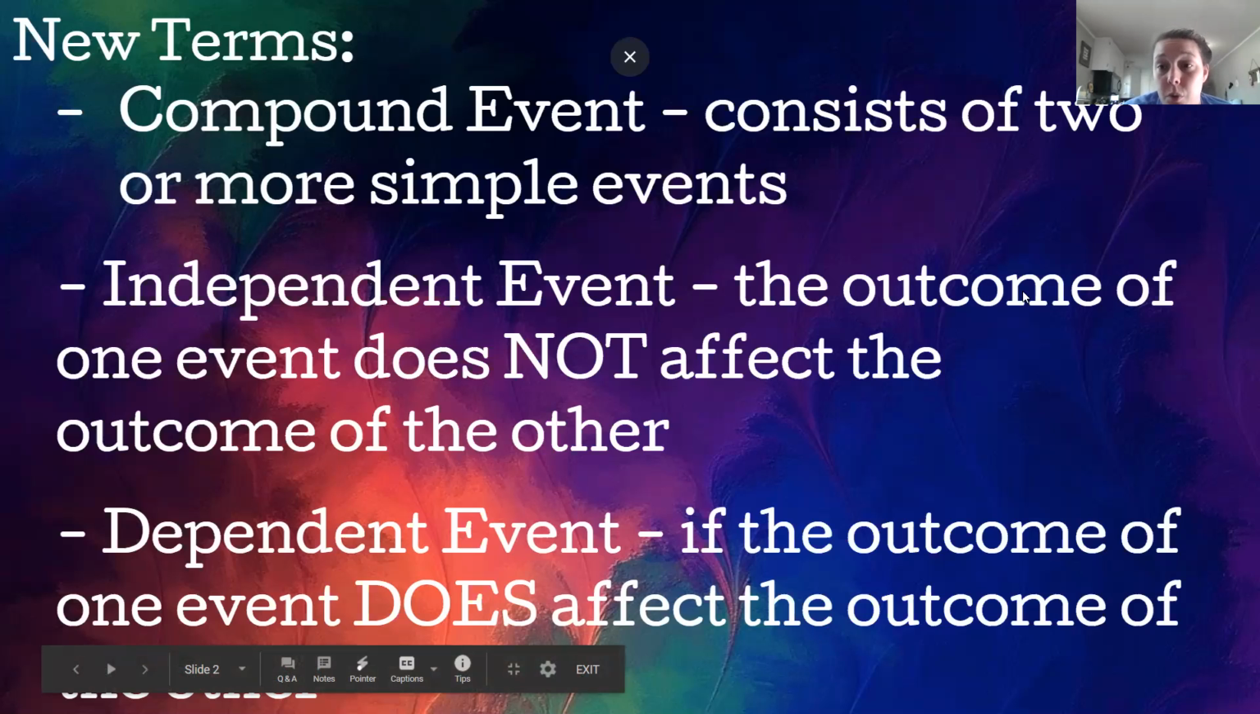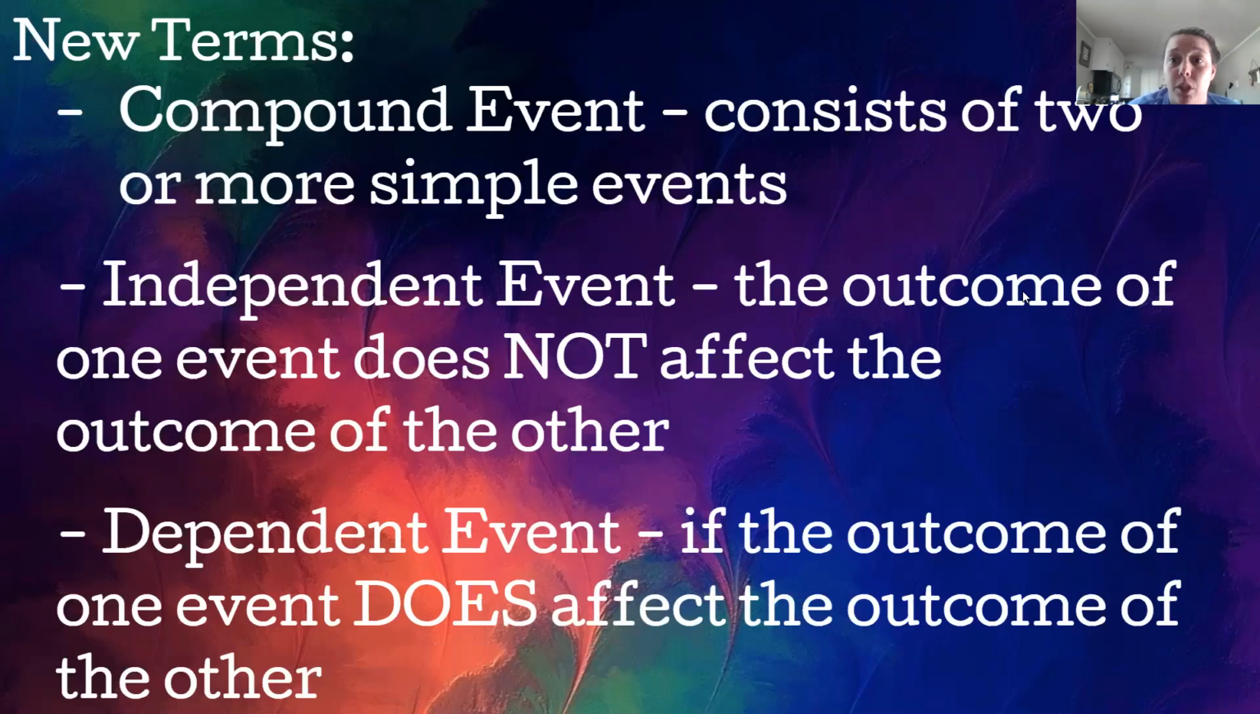What that means is when you guys have had questions like rolling a number cube and flipping a coin, or flipping a coin and spinning a spinner and landing on a color. Those are compound events. There are two things that are happening that you're finding the probability of happening.